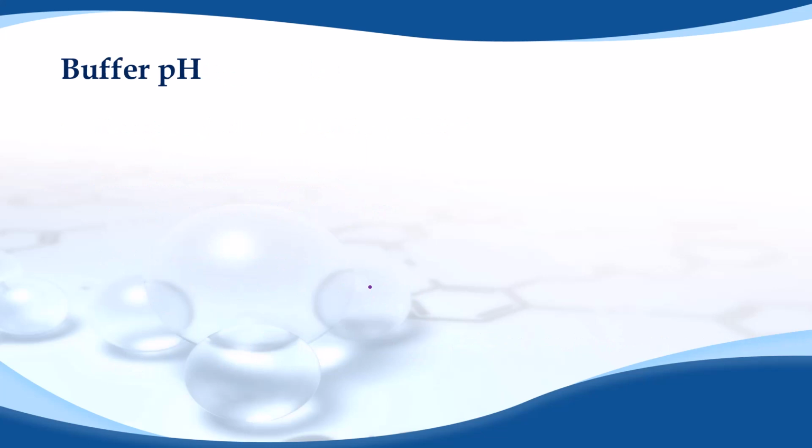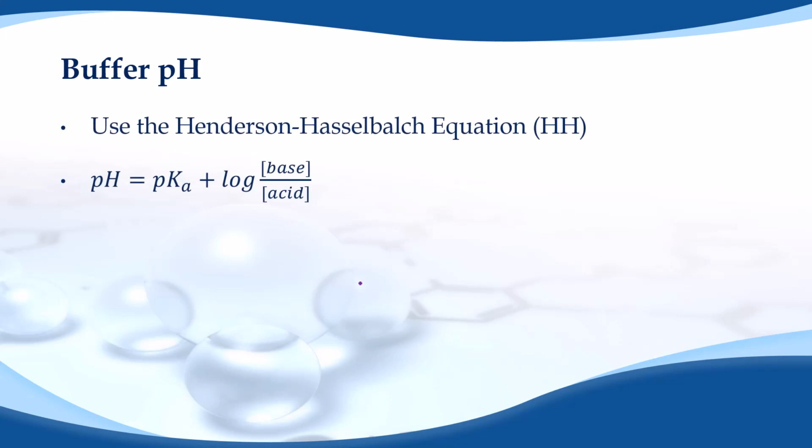Here's how we find the pH of a buffer. It's a fairly straightforward equation. We use what's called Henderson-Hasselbalch. You'll see me refer to it as HH when I write it up because I'm lazy. The Henderson-Hasselbalch equation: the pH of your buffer is equal to the pKa of your acid plus the log of the base concentration over the acid concentration.